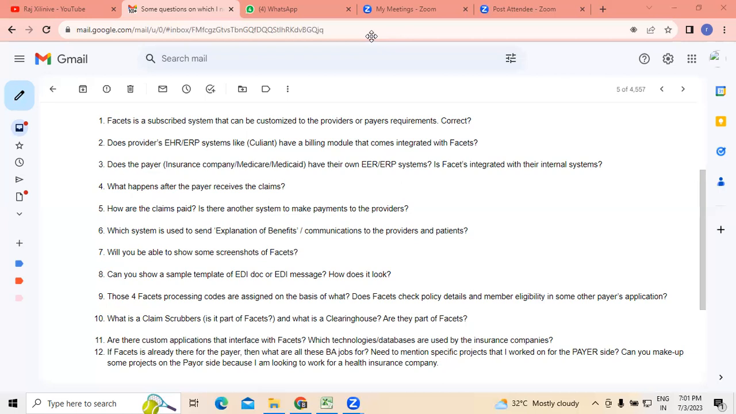SAP ERP, right. At the same time, Zoho ERP is also there. So different ERP systems can be used by the organization. That is different. But when you talk about billing modules, everything comes under Facets, not under the ERP. Do you understand this? Facets is an application, and billing is a module in it. Clear to you, Shalini?